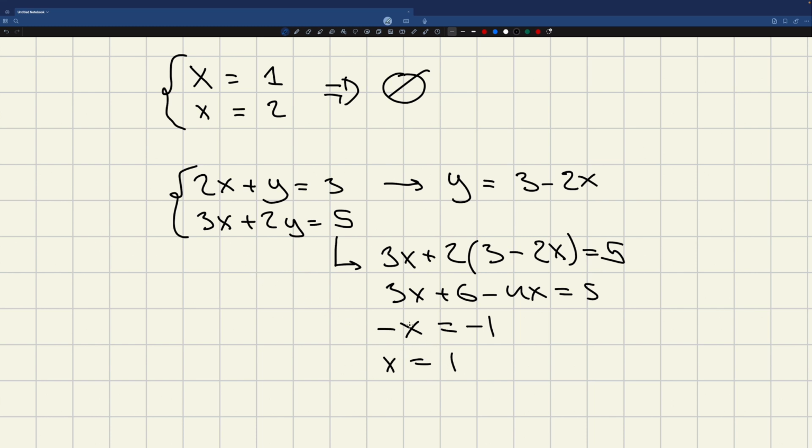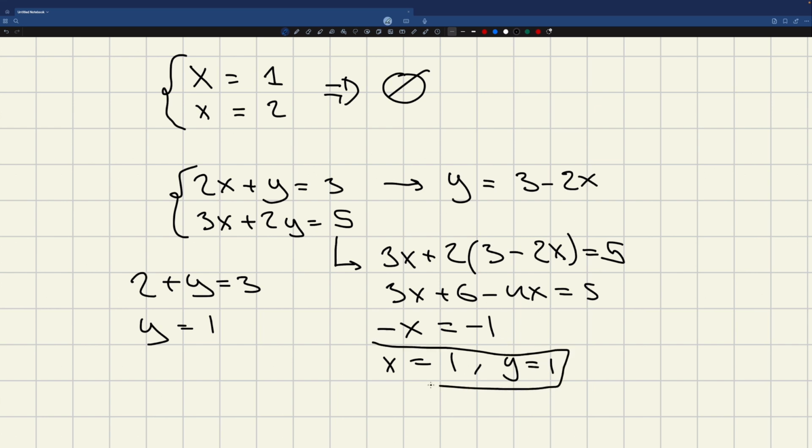We substitute x equals 1 into one of these equations. It doesn't really matter, both of them are true. So we can say that 2 plus y is equal to 3. What did I do? I substituted x equals 1 into this equation. So, therefore y must equal 1. You just subtract 2 from both sides, y equals 1. So the solution to this simultaneous equation is x equals 1, y equals 1.